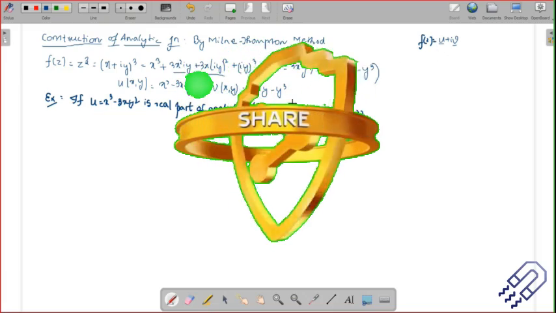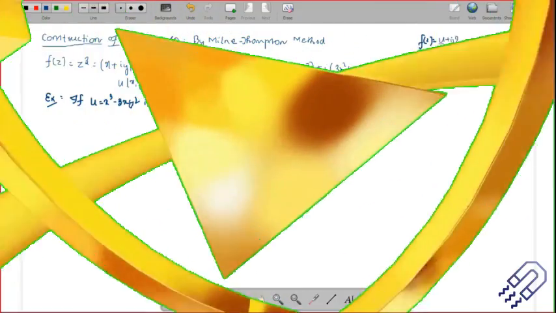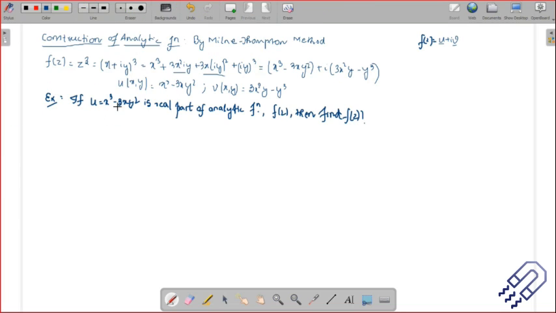So we usually try to do it in this way. This is already given, and from here to here, how do we find out this v? It's something which we can actually do by using the Milne Thompson method. I hope the idea for today's class is clear, and we are going to tackle these kinds of problems now. So let's try the Milne Thompson method.